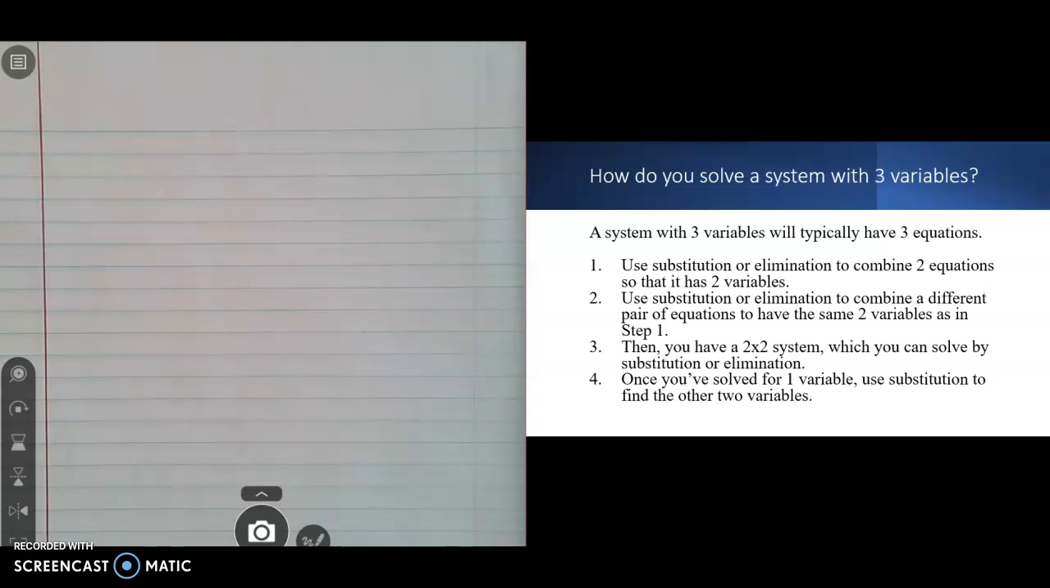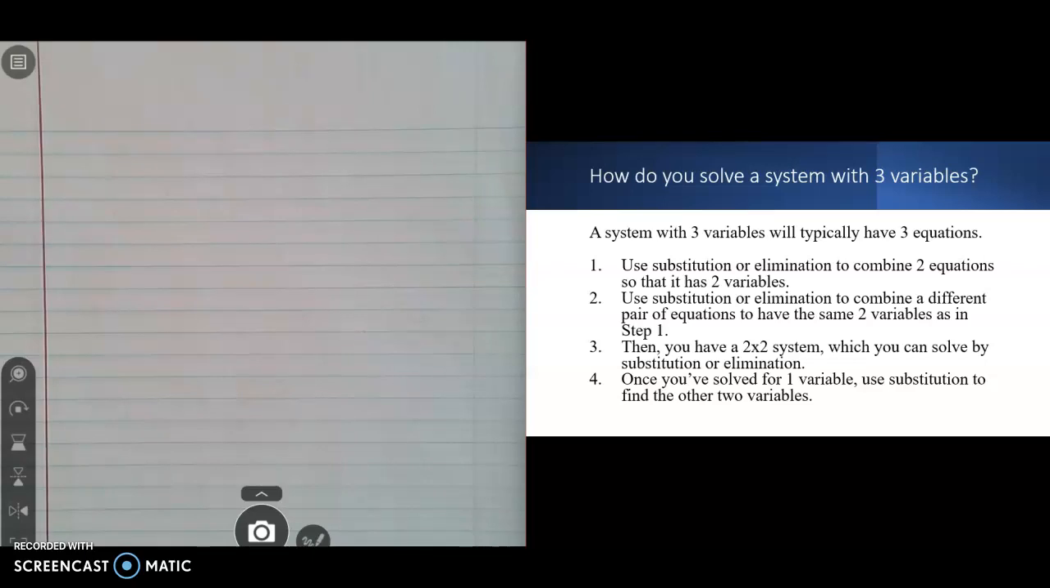variables. And then you're going to do that again with 2 different equations to have the same 2 variables. So you want to combine them so that you get a 2 by 2 system of equations, so that you just have x's and y's, or x's and z's, or y's and z's, so that you have the same 2 variables in both of those combination equations that you get from steps 1 and 2. After those 2 steps, you'll have a 2 by 2 system. And you can solve that either by substitution or elimination. And once you've solved for 1 variable, you get to use substitution to find the other 2.